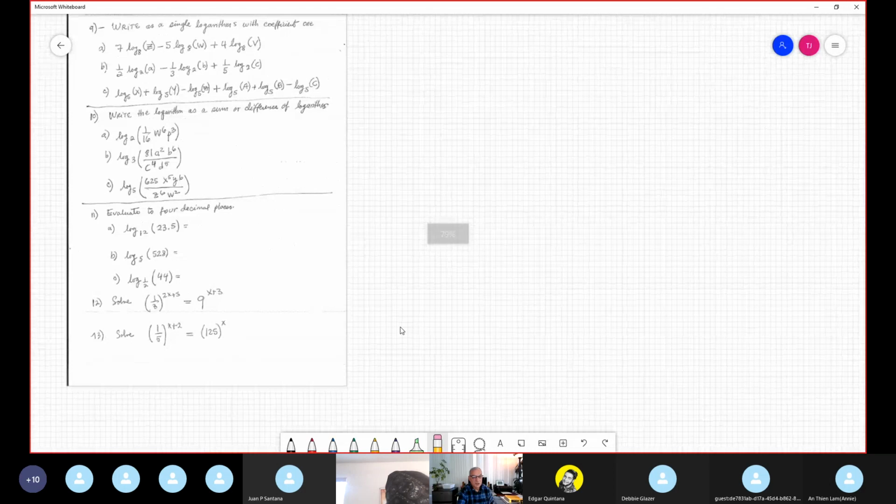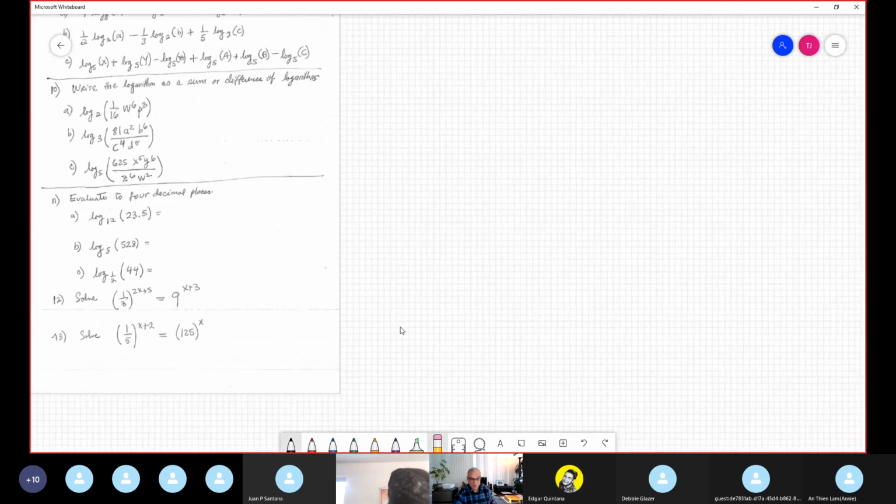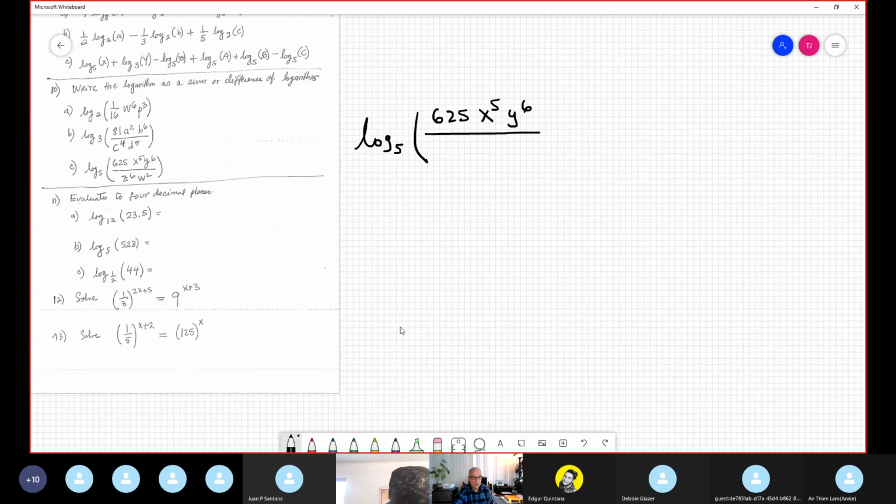Let's do number C. I copy: logarithm base 5 of 625 x to the 5th power, y to the 6th power, divided by z to the 6th power, w squared. The problem says, write the logarithm as a sum or difference of logarithms, plural. So you expand using 1, 2, 3, 4, 5.